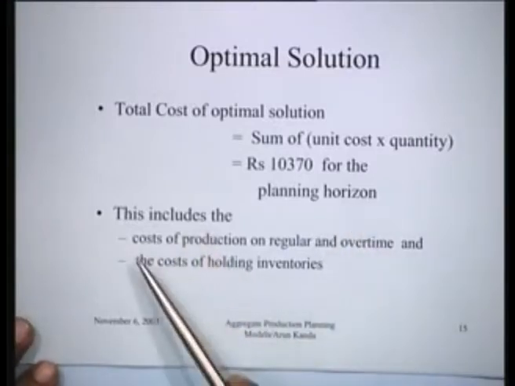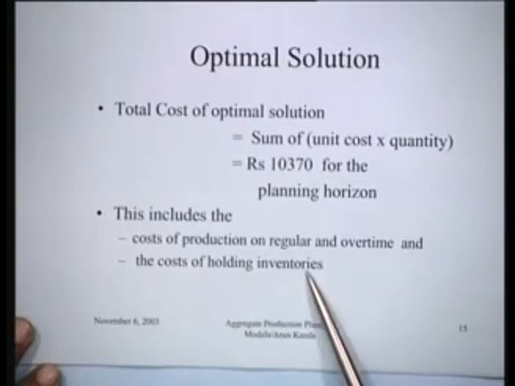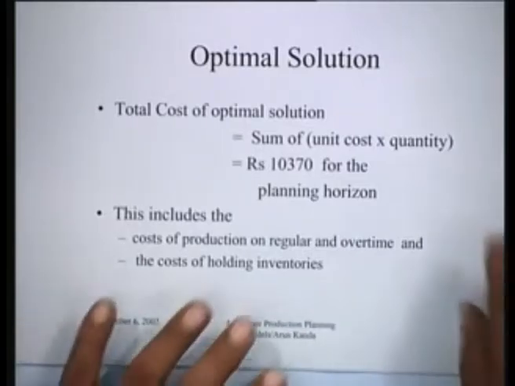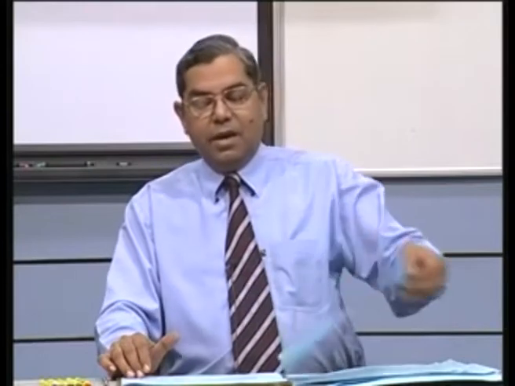And this includes the costs of production on regular and overtime and the costs of holding inventories overall for this particular case. So you are assured of an optimal solution. It's not a heuristic anyway. And from the transportation tableau, you can work out exactly a production plan.